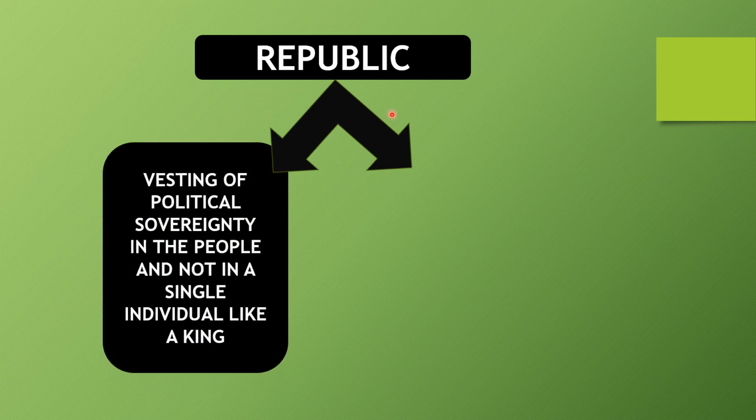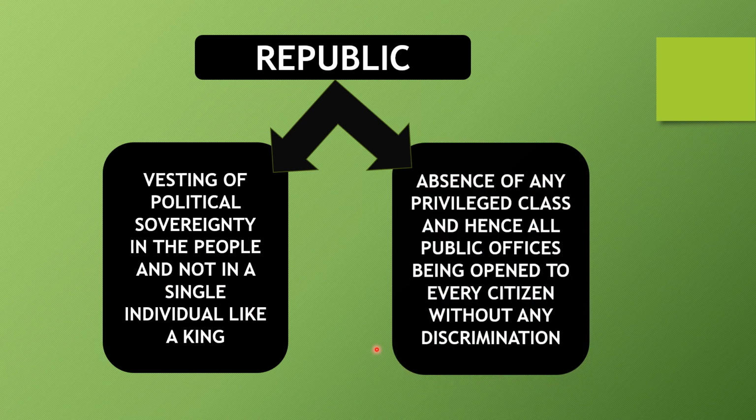So what is a republic? It means vesting of political sovereignty in the people and not in a single individual like a king. And there is absence of any privileged classes and hence all public offices are open to every citizen without any discrimination. That is, all public offices, from the president's position to that of a clerk, are open to every citizen without any discrimination. That means it is a republic.